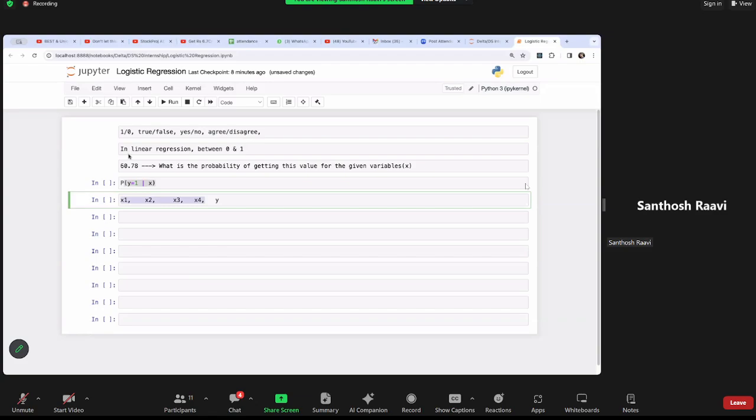The same thing: what is the probability of getting the value 60 for the given x variables? You are predicting with linear regression only. You are doing the linear form of predictions only, but you are taking the probability of getting this value. What is the probability?